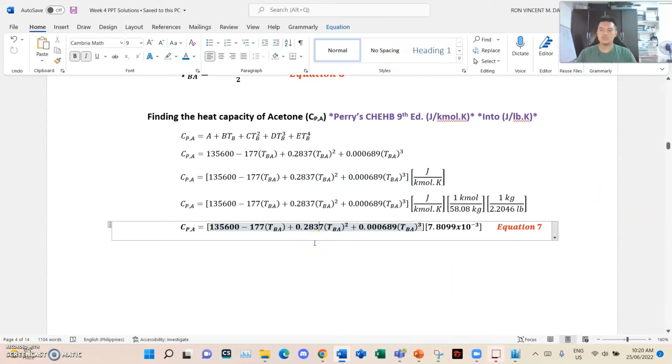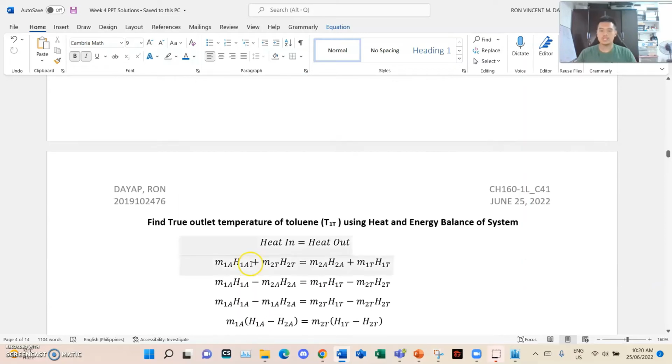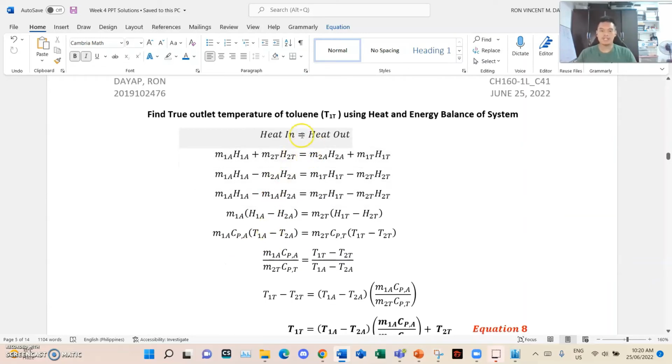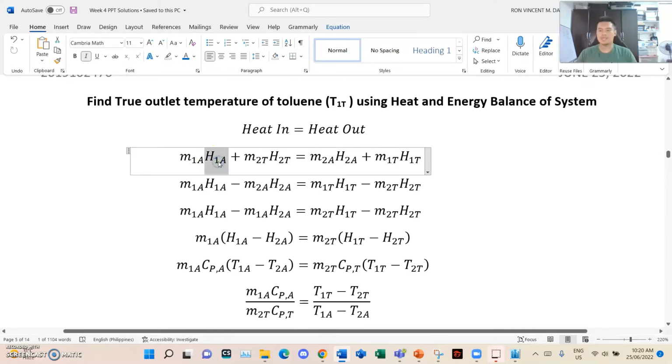And then in order to find the new calculated outlet temperature of toluene, or T1T, we need to do a heat and energy balance. So doing a heat and energy balance means trying to sum all heat in and heat out. Normally, heat and energy balance uses enthalpy, mass times enthalpy. However, in this case, we will assume that enthalpy, or H, equals Cp delta T, and the change in enthalpy is simply equal to Cp delta T.